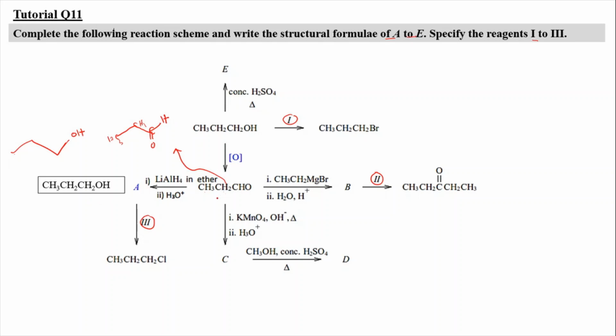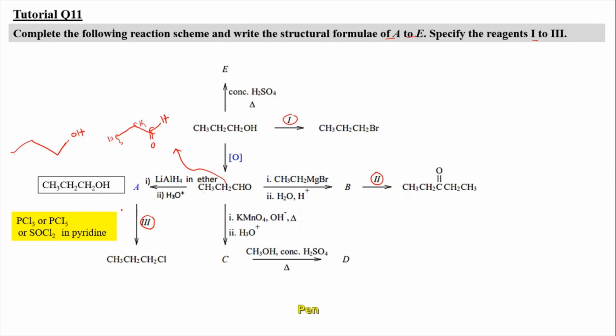Now we're going to go down here, which is A going to 3. So the OH, I replace it with Cl. So I can use PCl3 or I can use PCl5 or I can use thionyl chloride in pyridine. Okay, so this is a nucleophilic substitution reaction in order to replace the OH with chlorine. Okay, so you can use either one, either PCl3, PCl5, or thionyl chloride, SOCl2, in pyridine.